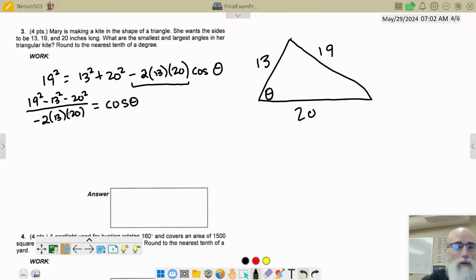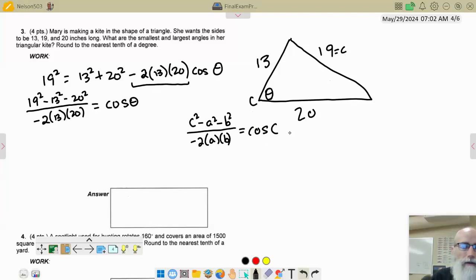So maybe you want to put down this kind of law of cosines situation where you've got something like c squared minus a squared minus b squared, all over negative 2 times a times b. That's equal to the cosine of c. So this is my c angle right here, or you can call it theta, whatever. And this is my c side over there. All right, so you notice how that all sets up like that.